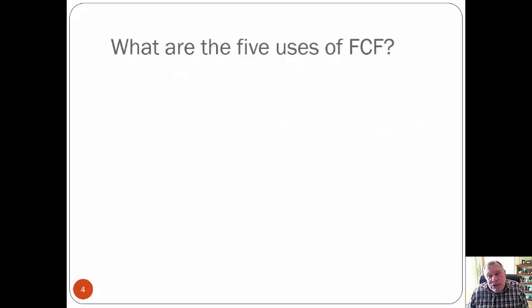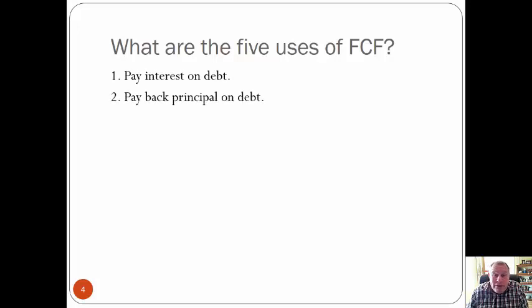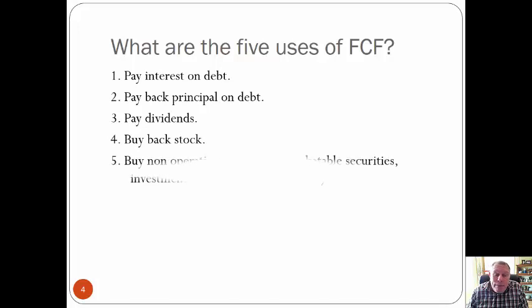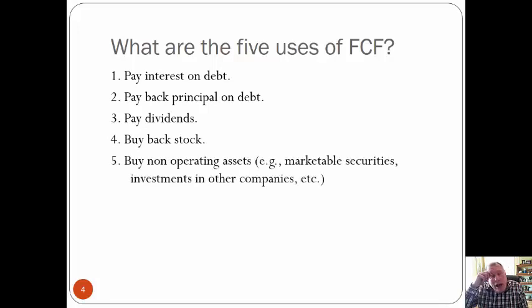There are 5 uses of free cash flow. First one, pay interest on debt, pay back principal on debt, pay dividends, buy back stock, buy non-operating assets. So now, if you go back to the statement of cash flows, this is what's done on the financing side, okay? With the exception of these marketable securities and non-operating assets. So these are the 5 uses that you want to consider.